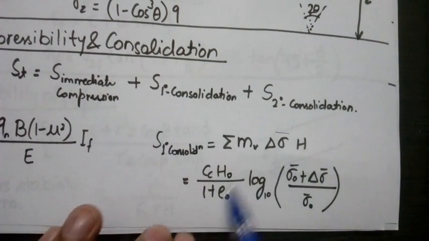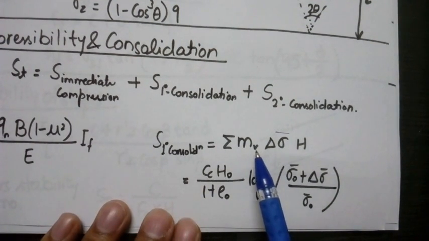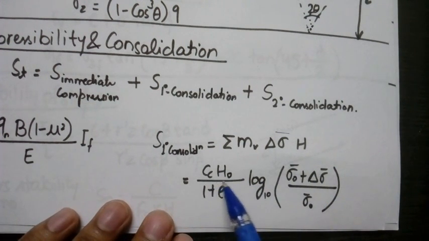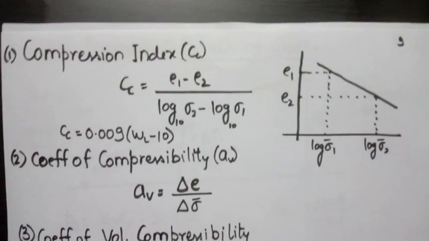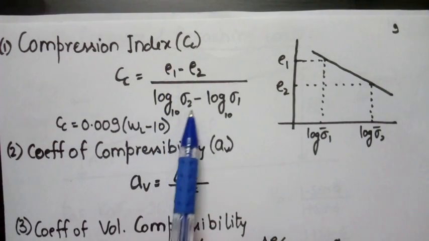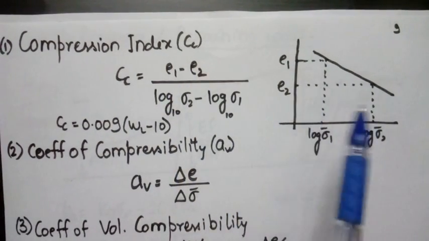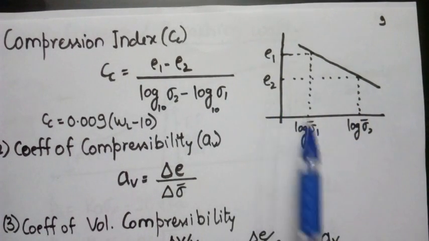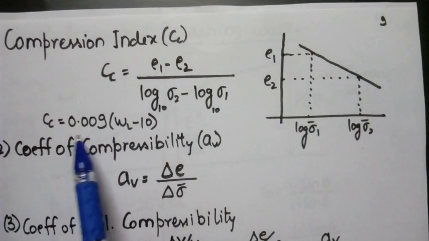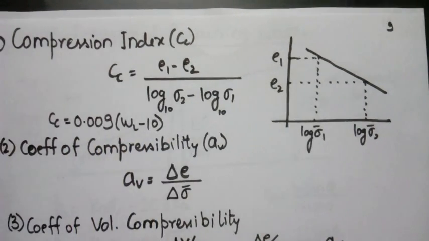Now we have a different formula for it. When we put the value of mv, delta sigma and h, this formula comes out to be Cc H naught upon 1 plus e naught, log base 10 of (sigma naught plus delta sigma) upon sigma naught. Next, we come to know about compression index. Cc is (E1 minus E2) upon log base 10 of (sigma 2 upon sigma 1), which we represent in this graph, that is E1, E2 and log sigma 1 and log sigma 2. Cc is 0.009 (WL minus 10).